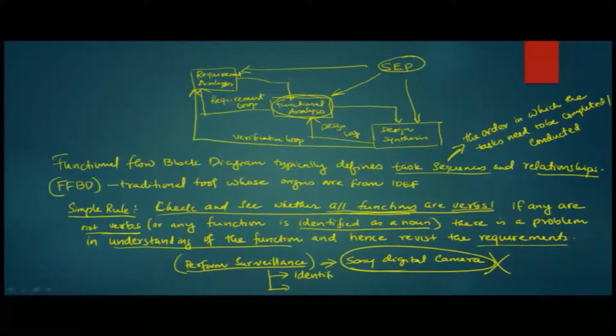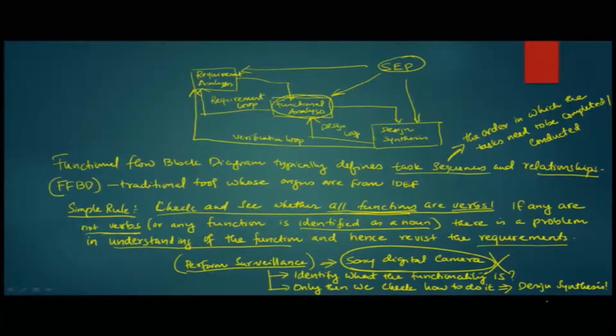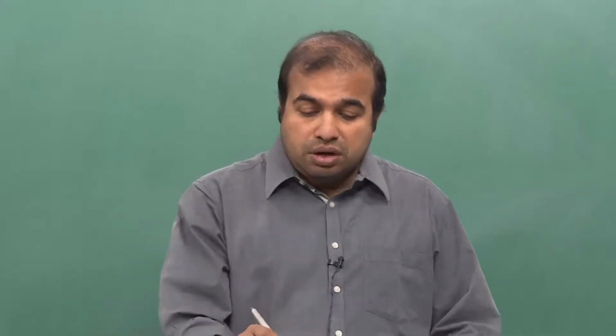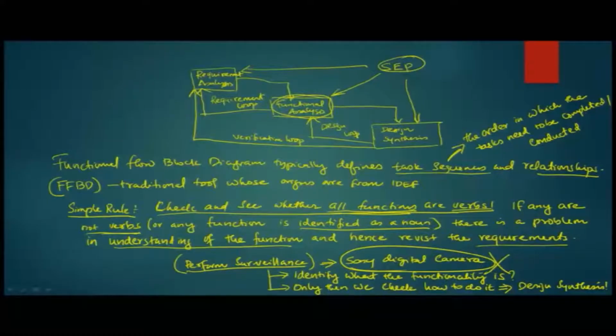The aim is to identify what the functionality is, or what function we need to finish. That's the first thing. Only then do we check how to do it. Remember, I mentioned earlier that that is part of the design synthesis. So we are not designing a system yet. No system design is going to happen at this point. We are still working on the functional requirements. So the first part is the customer requirements.